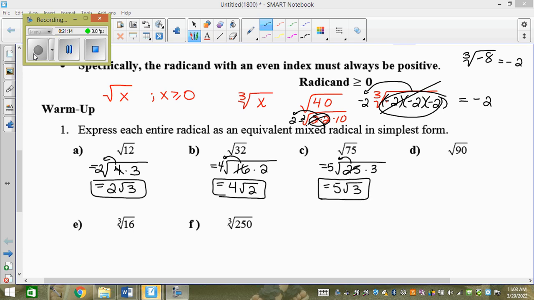90. Isabel, what does 90 break down into? Rhymes with 9. It is 9. 9 and what? Yes.